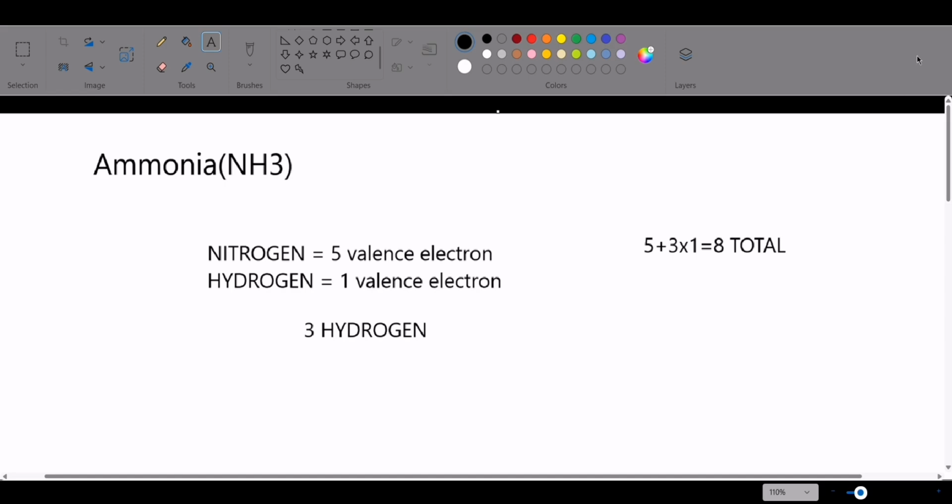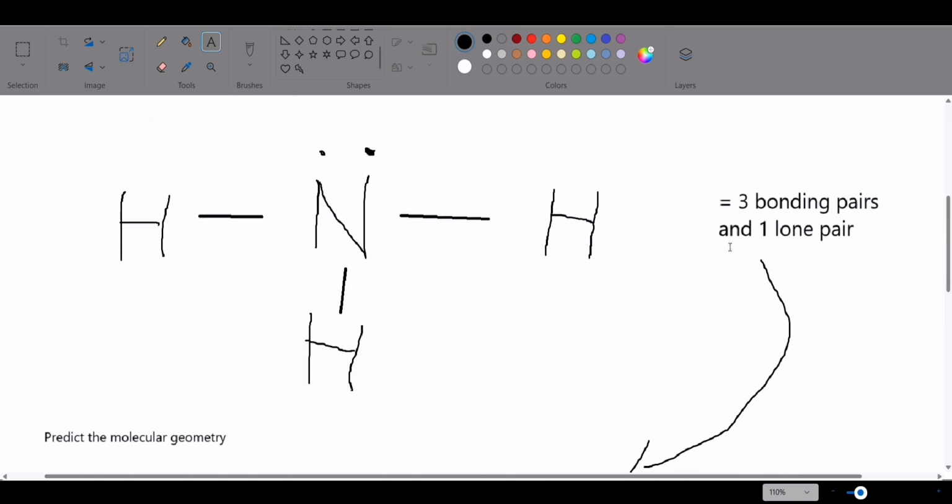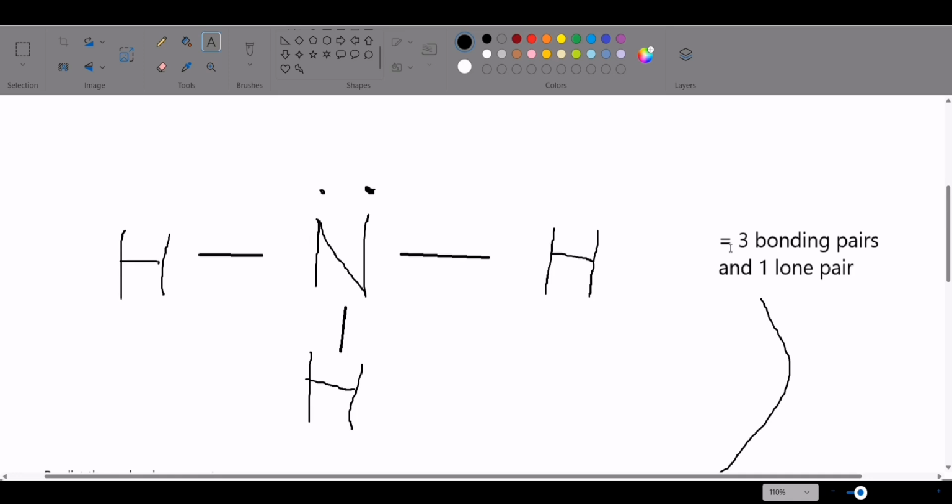So let's use VSEPR theory to predict the geometry and polarity of the molecule NH3. Step 1 is to count the valence electrons of nitrogen and hydrogen, which is 5 and 1. And since there are 3 hydrogens, we're gonna add 5 and 3, with a total of 8. Next step is to determine the electron pair geometry. Nitrogen in NH3 forms 3 single bonds with hydrogen atoms, leaving 1 pair of electrons on nitrogen. Therefore, there are 4 electron pairs, 3 bonding pairs and 1 lone pair, around the nitrogen atom.